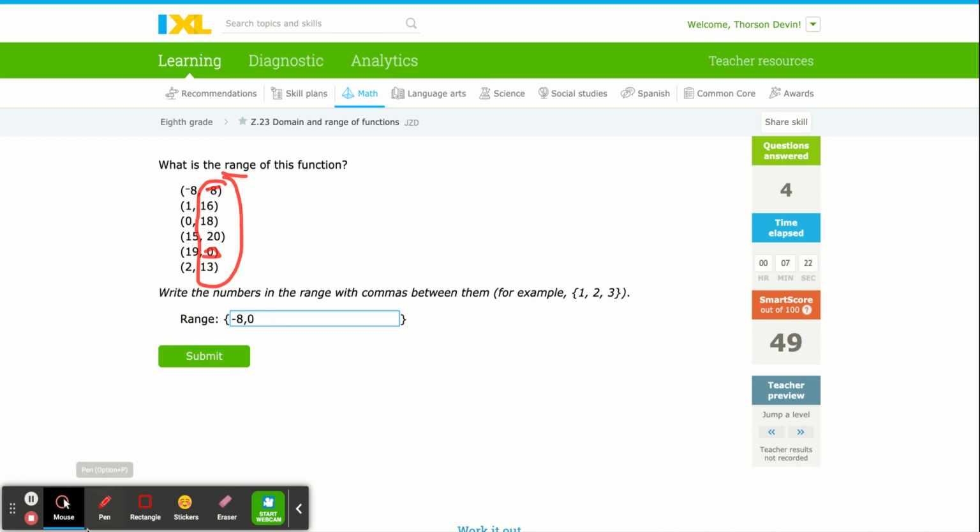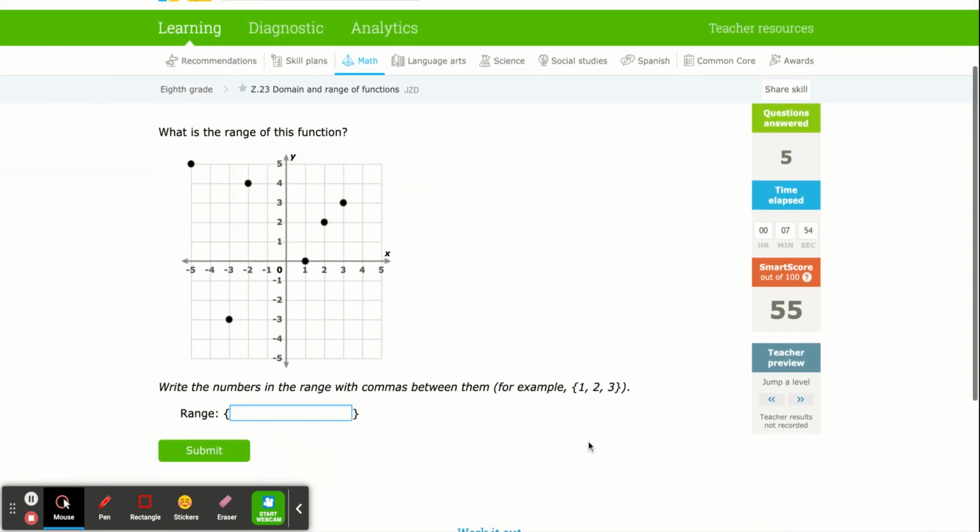comma 0. Then the next one is 13. It's the next one in ascending order. So then I do 13. And then I do 16, 18, and 20. Now, if there had been a repetition, like say 18 had been done twice, you wouldn't need to put 18 in twice. You'd only need to put it in once. Make sure you're doing commas and not periods, and you will have no problem with this lesson.